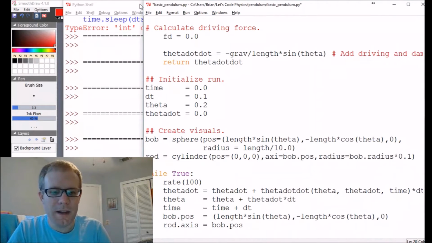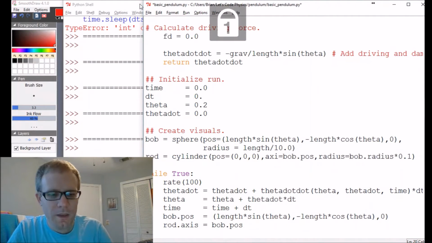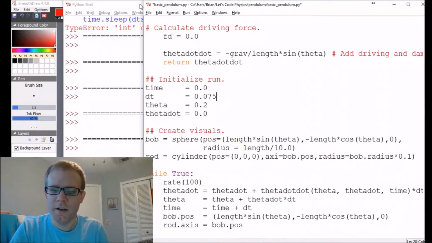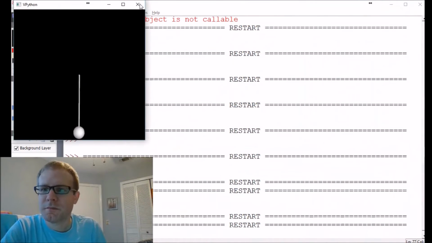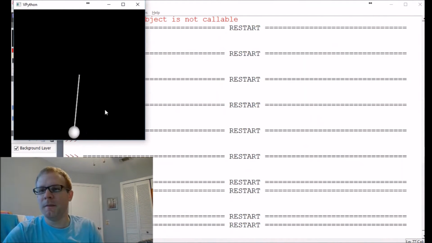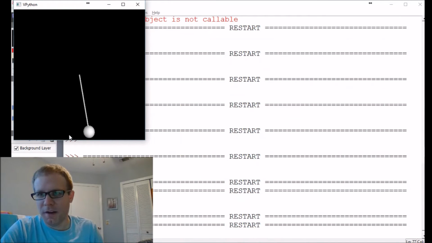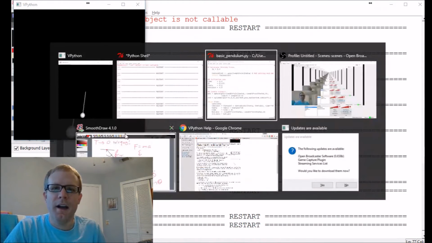Let's decrease it by about 25%. There we go. That's a little bit better. Okay, so it's going back and forth, just like you would expect.